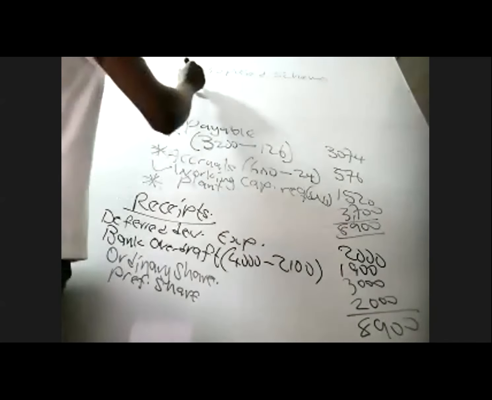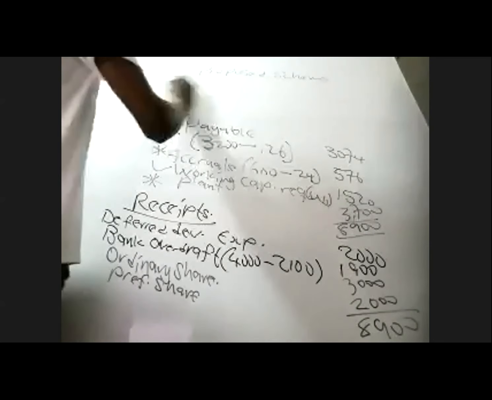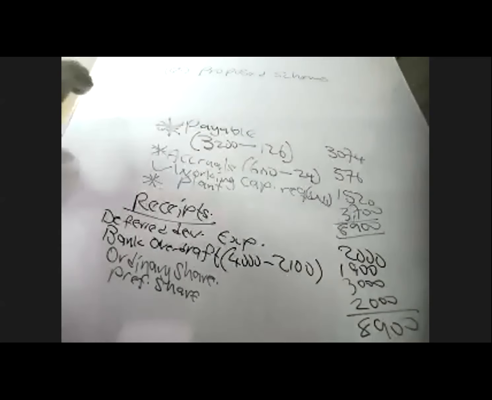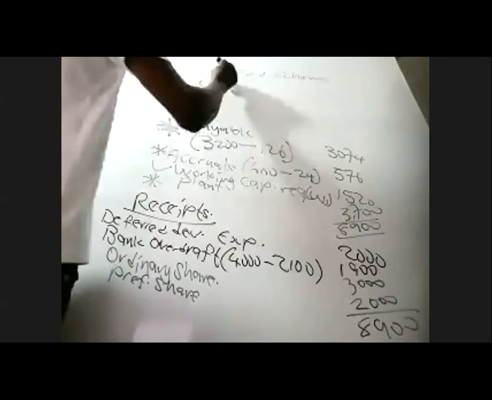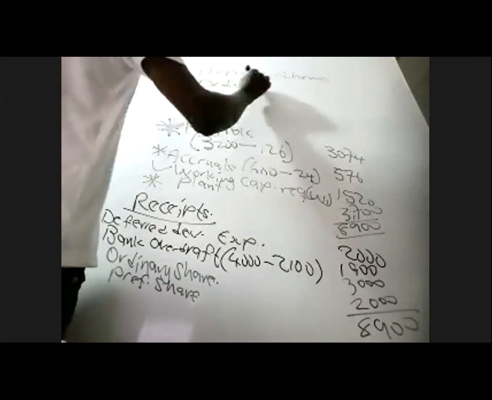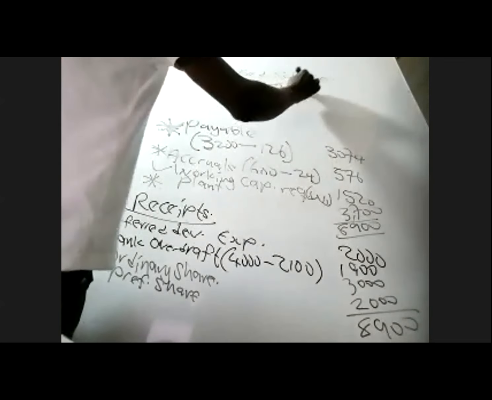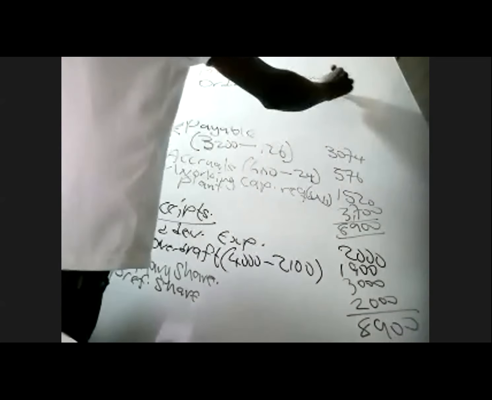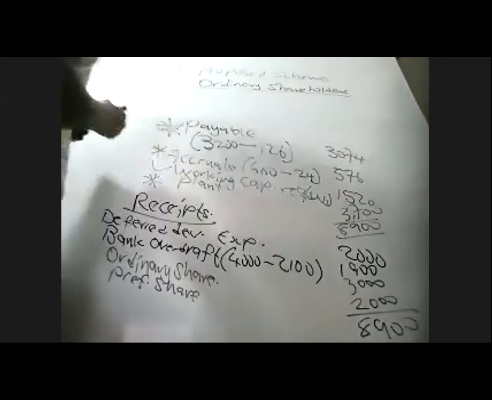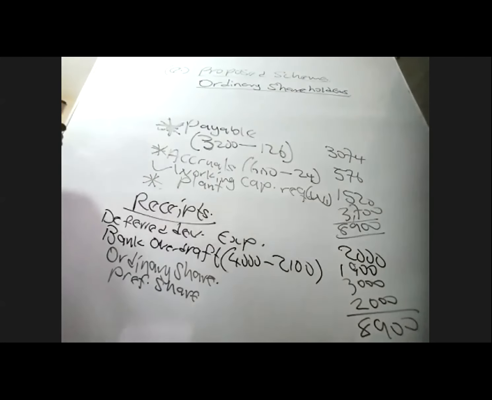So first, I write shareholders. Which of the shareholders are we talking about? Ordinary shareholders. Then you underline it. So tell us. So the ordinary shareholders should agree and waive off all their investments and subscribe to a new share.